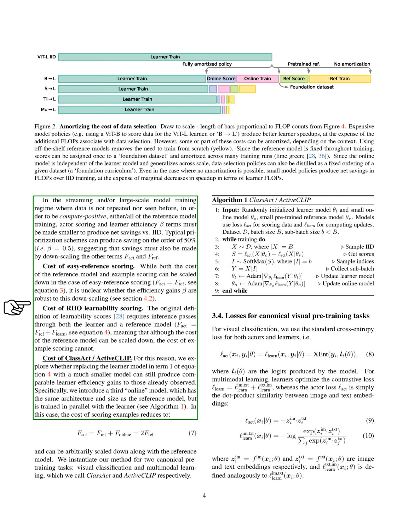Specifically, we introduce a third, online model, which has the same architecture and size as the reference model, but is trained in parallel with the learner. In this case, the cost of scoring examples reduces and can be arbitrarily scaled down along with the reference model. We instantiate our method for two canonical pre-training tasks, visual classification and multimodal learning, which we call ClassAct and ActiveCLIP respectively.